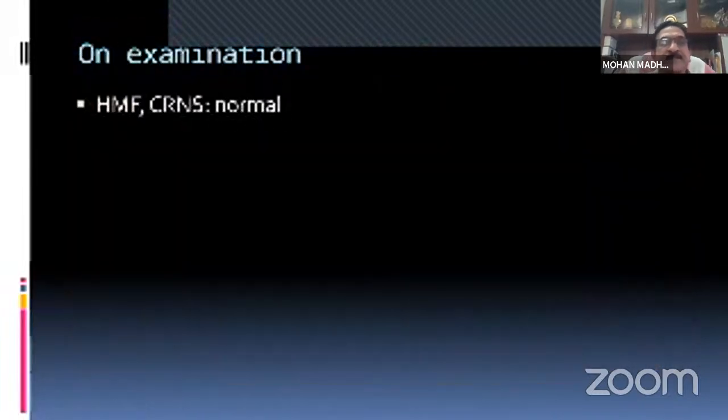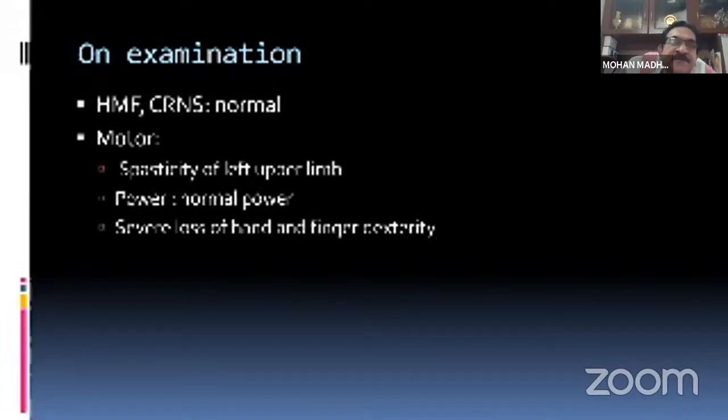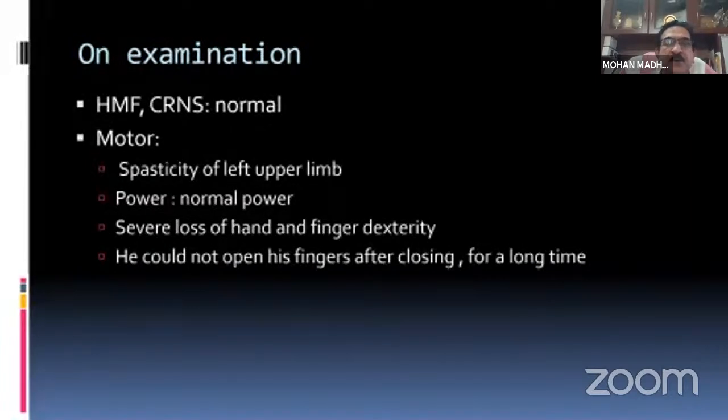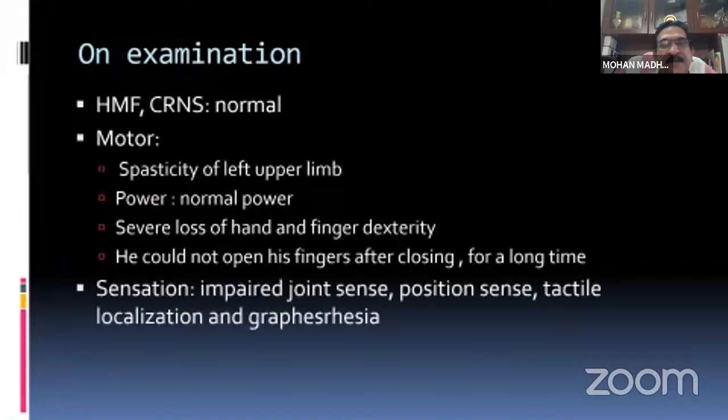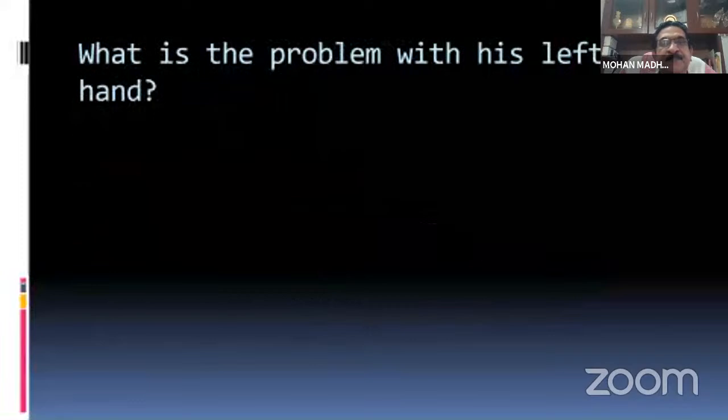Okay. Now, on examination, motor system is normal except for the left upper limb. Power normal, severe loss of hand and finger dexterity. He could not open his fingers after closing for a long period of time. Impaired joint sense, position sense, tactile localization, graphesthesia.